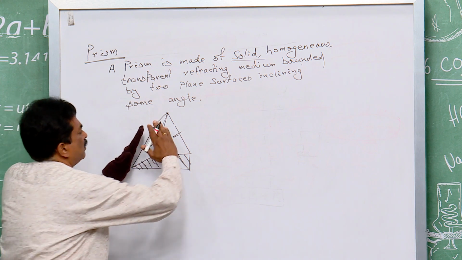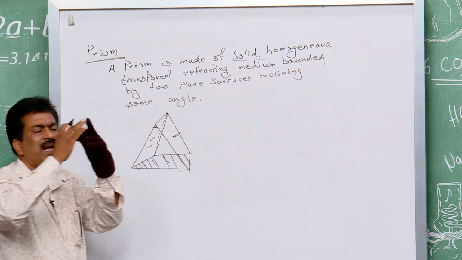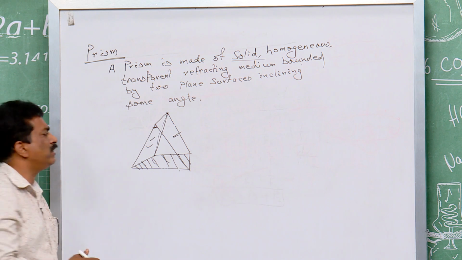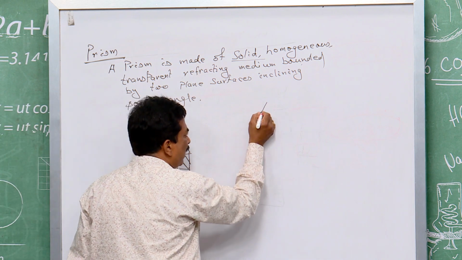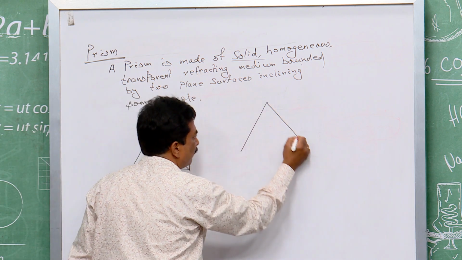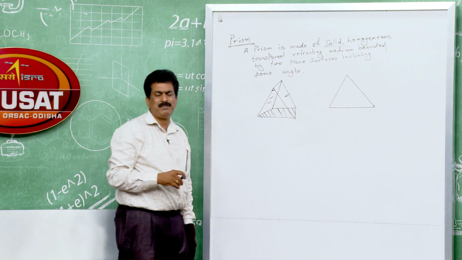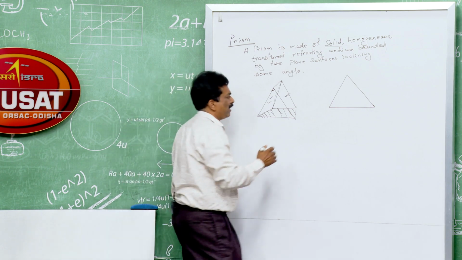These two plane surfaces are inclined at a certain angle. Such an arrangement is known as a prism. So in overall view, we just have the idea of the prism, meaning a triangle will come to your account.